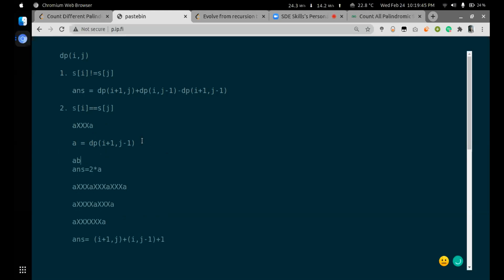Imagine this is the string. In one of the cases, I will be padding A with all the palindromes, and in the other case, I won't be adding A. So I will get this part again. This is why I add twice of A to my final answer while returning. So this is the general case, where I have not taken into consideration this part.